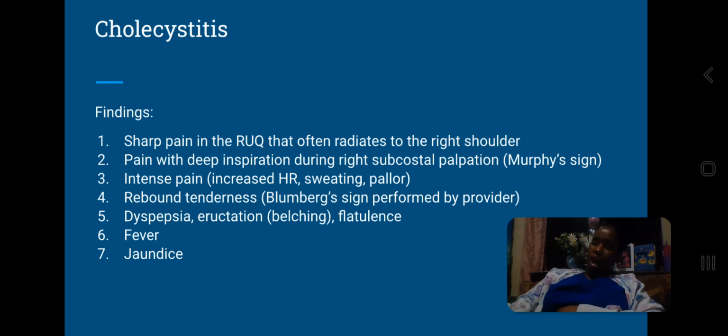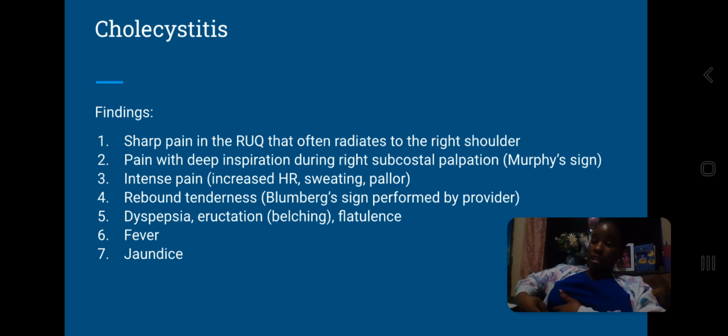With intense pain, the heart rate is going to increase. You're going to be sweating and have pallor. Pain causes you to need more oxygen, but you really can't breathe like you want to because it's hurting, so you might be a little pale. You might not be getting the oxygen you need to compensate for your pain. Rebound tenderness is when the provider touches it. Only the provider does this with cholecystitis. Nobody else does it.